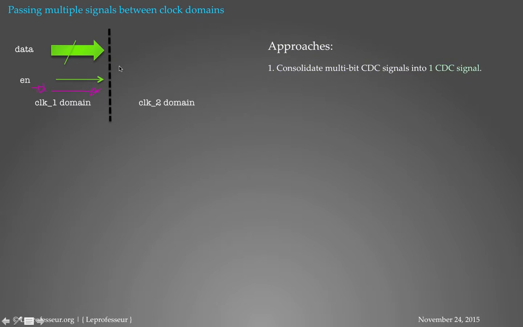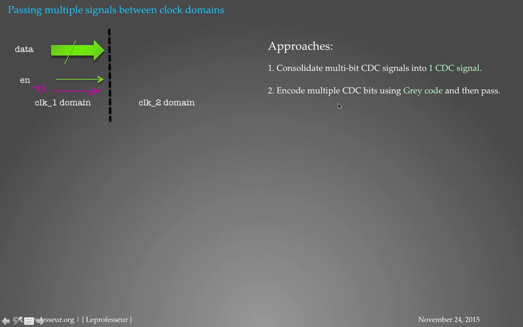So the typical approach is that if you have, say, 3-4 signals, you consolidate those multi-bit CDC signals into one CDC signal, and then use the same approach. Register the signal in the sending clock domain, and then send it, and then synchronize it in the receiving clock domain. So from the sending clock domain you are registering, and in the receiving clock domain you are synchronizing.